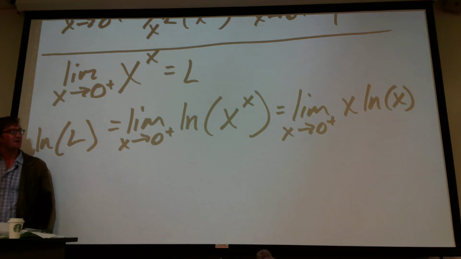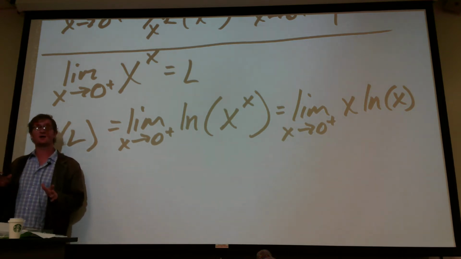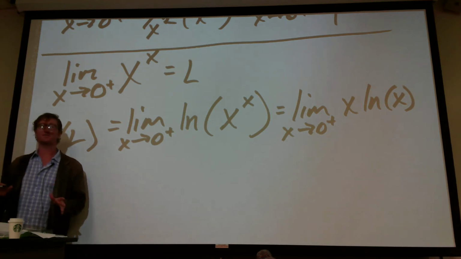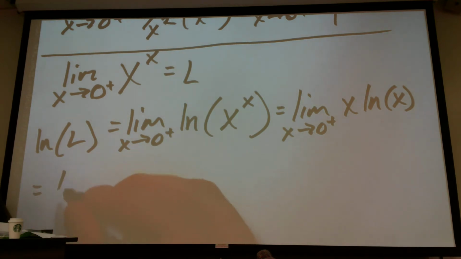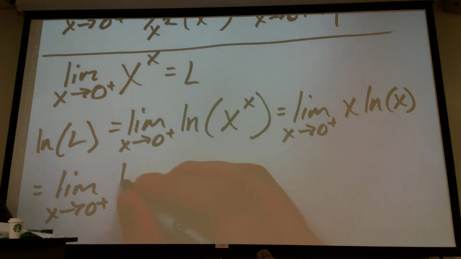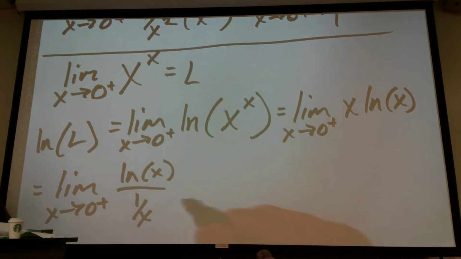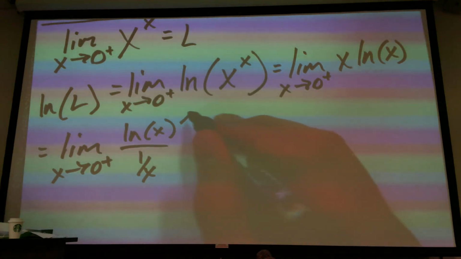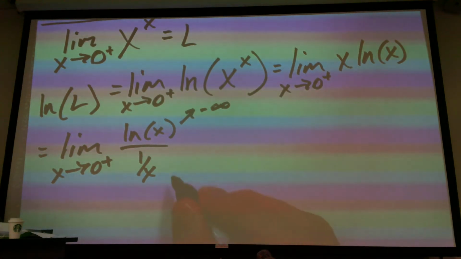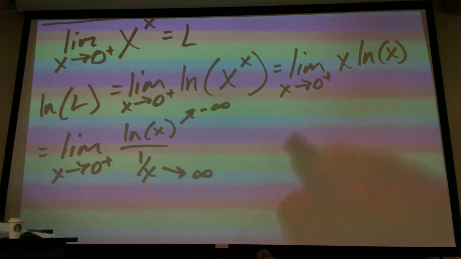Now this is the same problem we were doing just a second ago, but now we need to put it in fraction form again, just like the previous problem. So that would equal the limit as x tends towards 0 from the right of the natural log of x divided by 1 over x. So this guy would tend towards negative infinity. This guy would tend towards infinity.